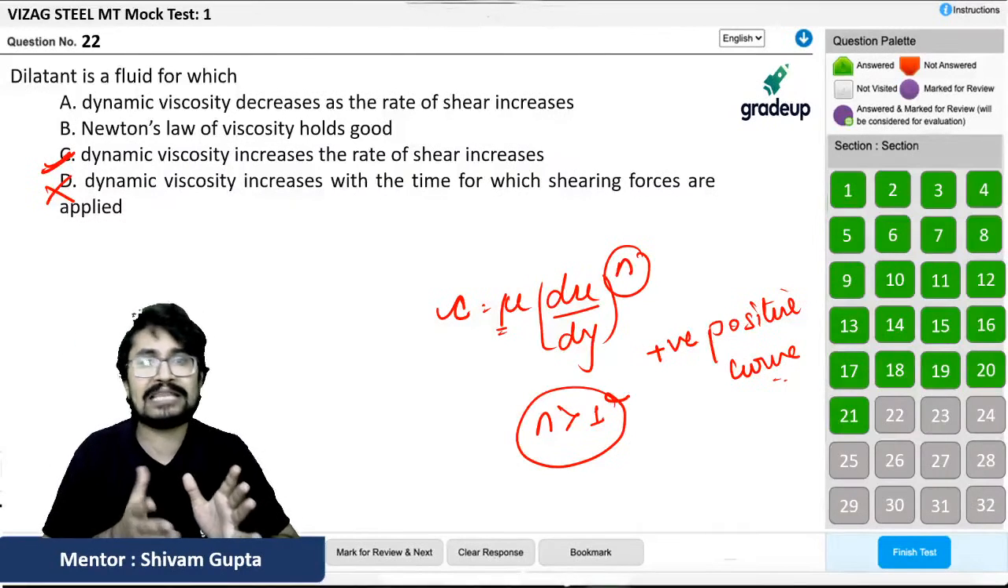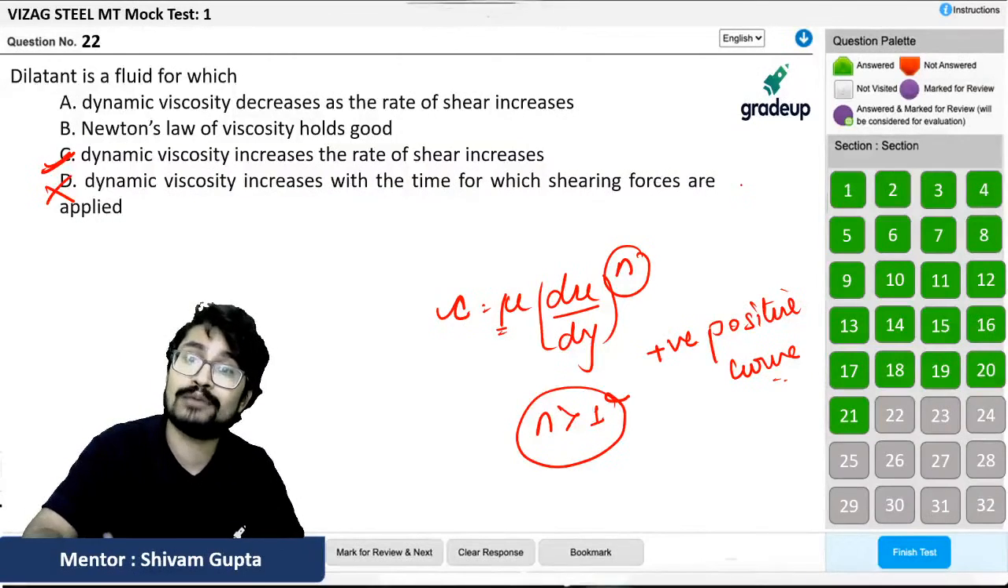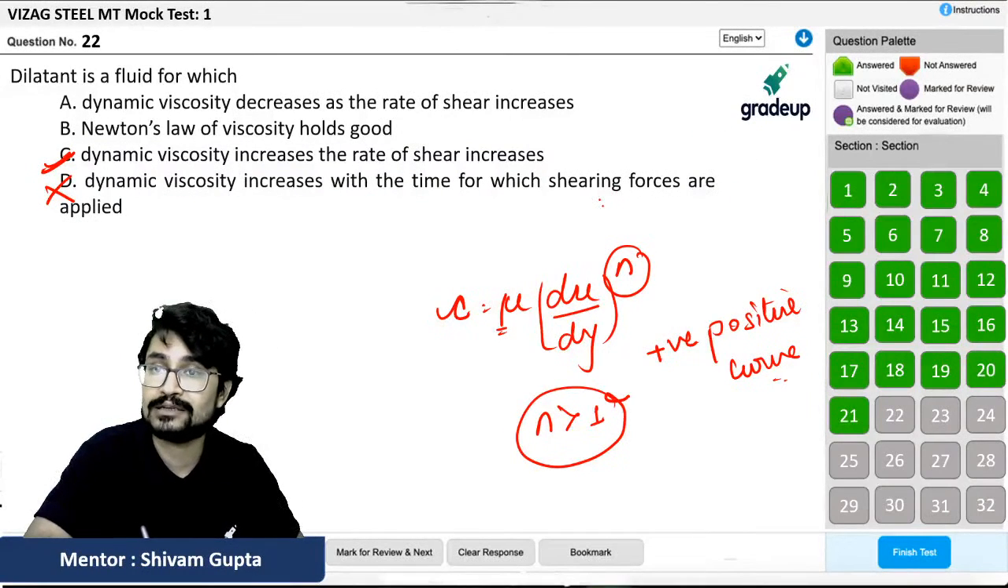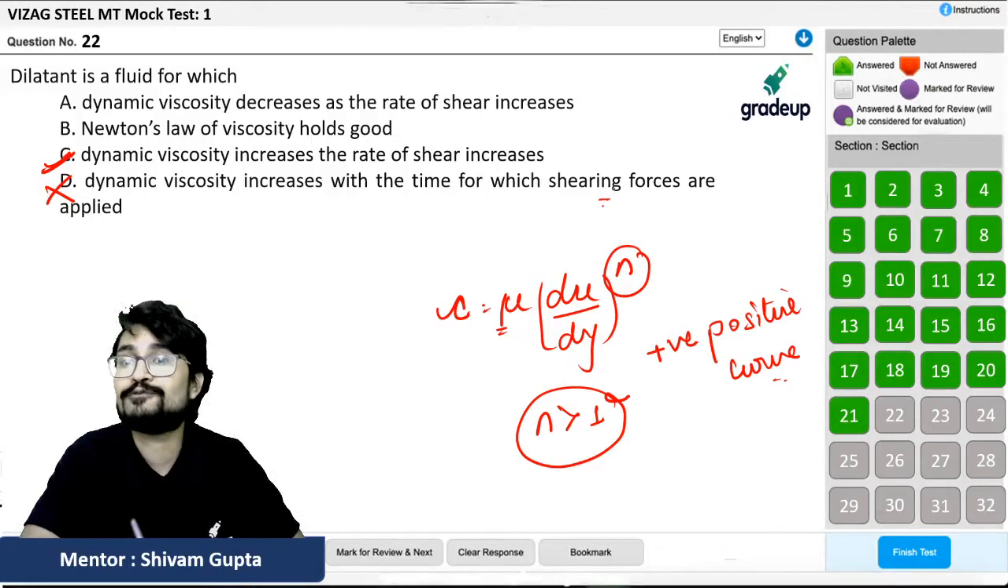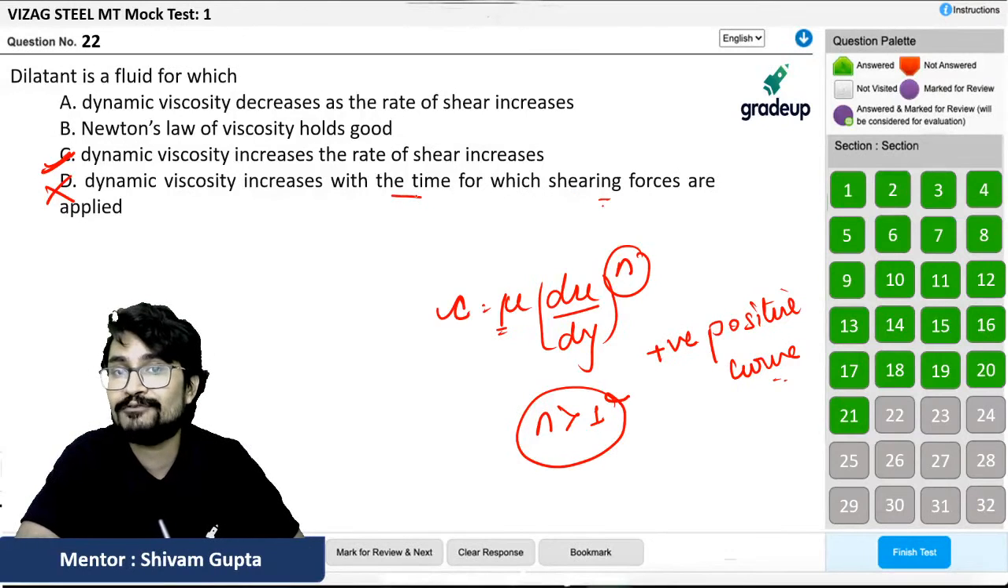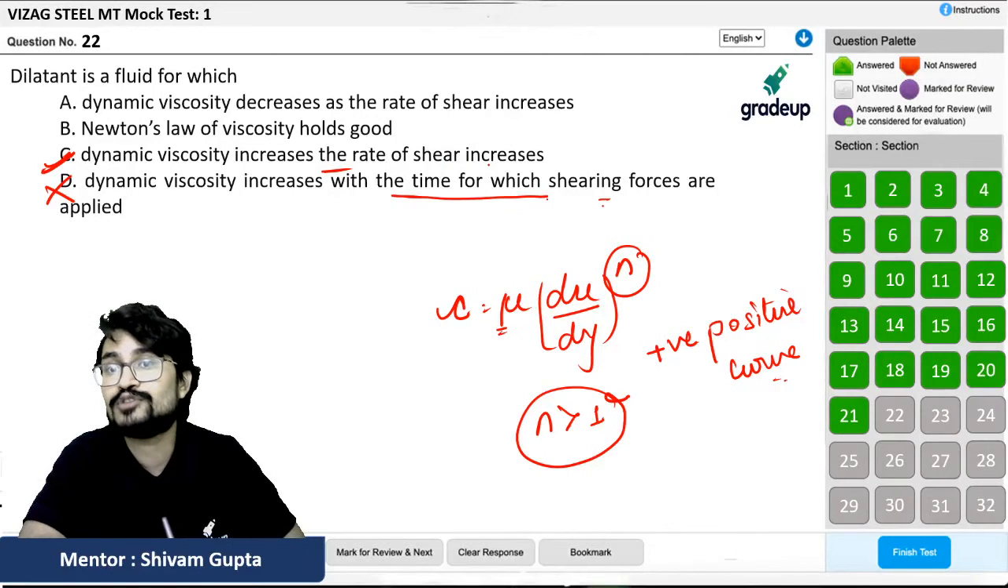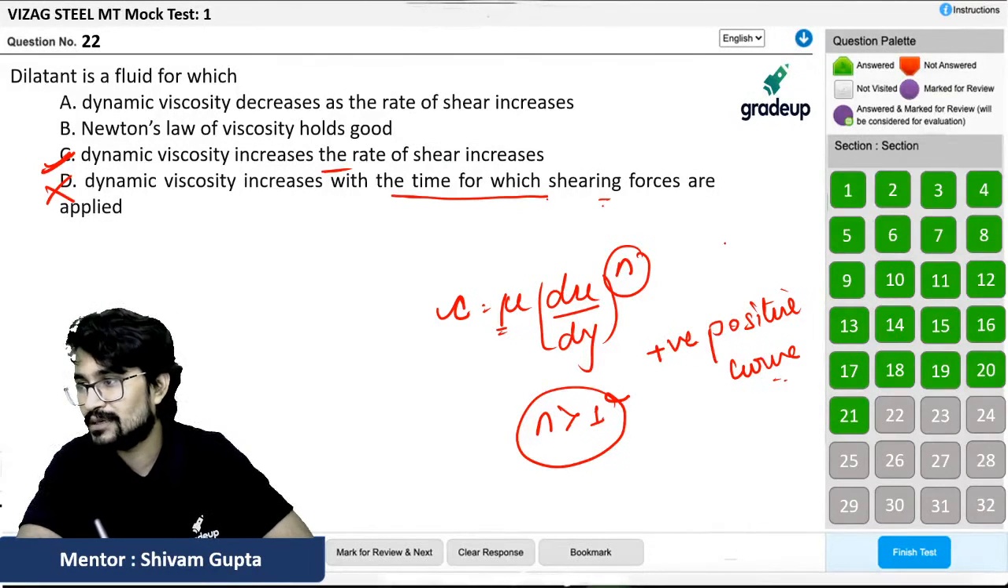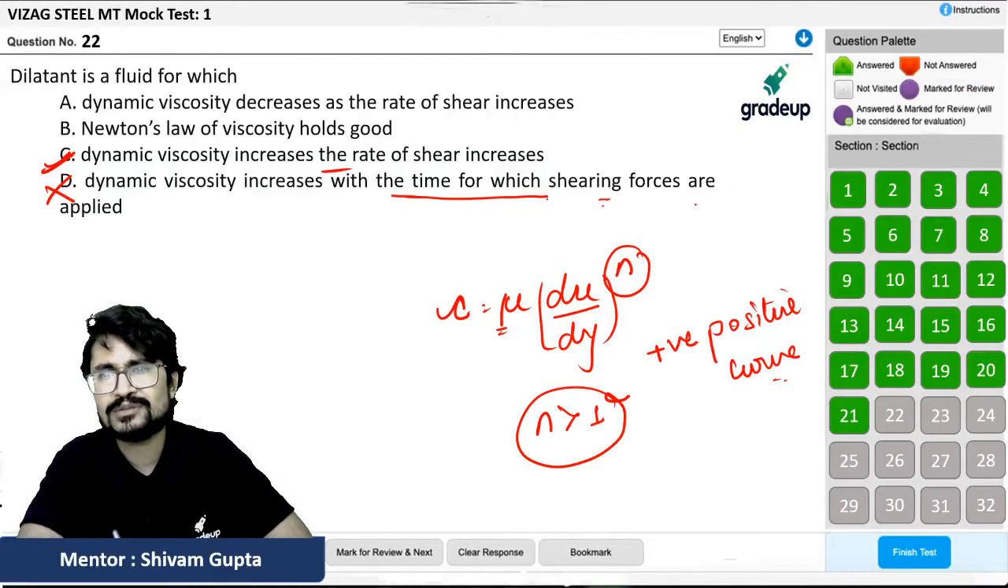We think that dynamic viscosity increases with the time for which shearing force is applied, right? But it is not with the time. When you say so, it is written as the same, that the rate of the shear increases. Although option number C and D both look like the same.